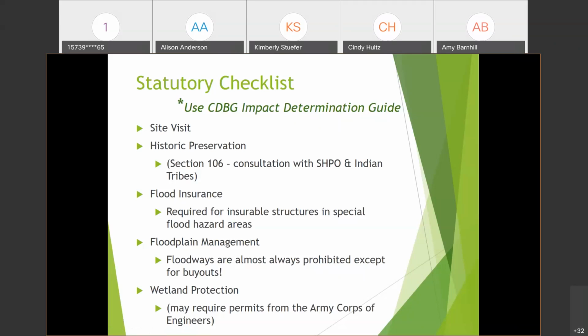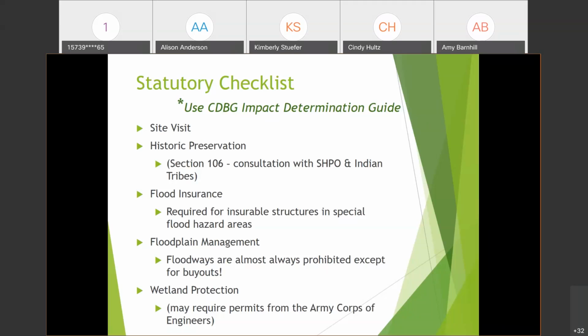Then you would get into the statutory checklist items, starting with the historic preservation. And this is the Section 106 review, where you have consultation with the State Historic Preservation Office and also any relevant Indian tribes. Missouri does not have any federally recognized tribes, but there are tribes with an interest in Missouri.